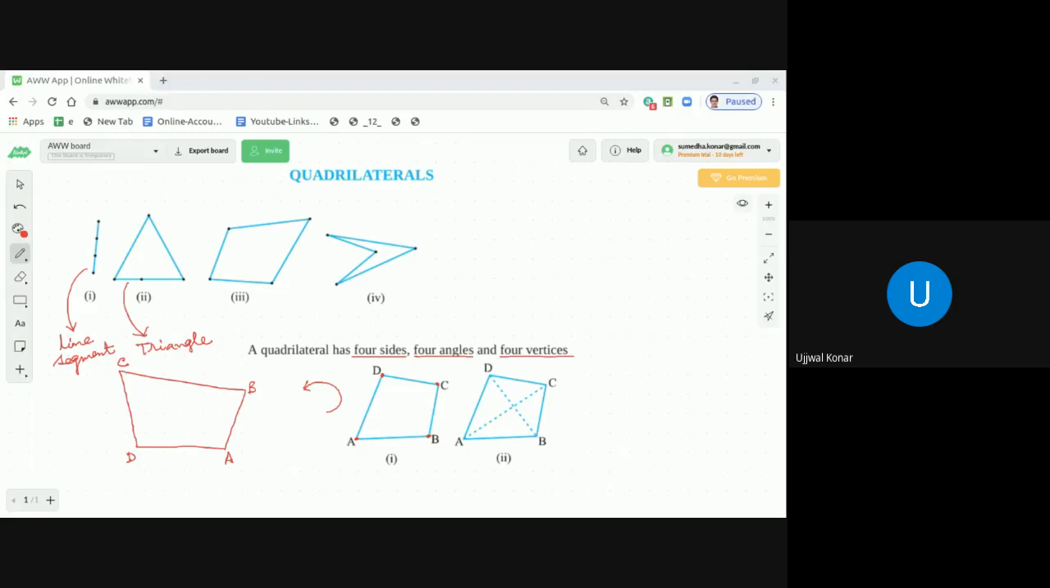So you may think, why are there different types of quadrilaterals, and why should we study them? Before moving forward, though, I would like to tell you one very important property, and that is called the angle sum property of a quadrilateral. Okay, so that I'm going to discuss with you now.